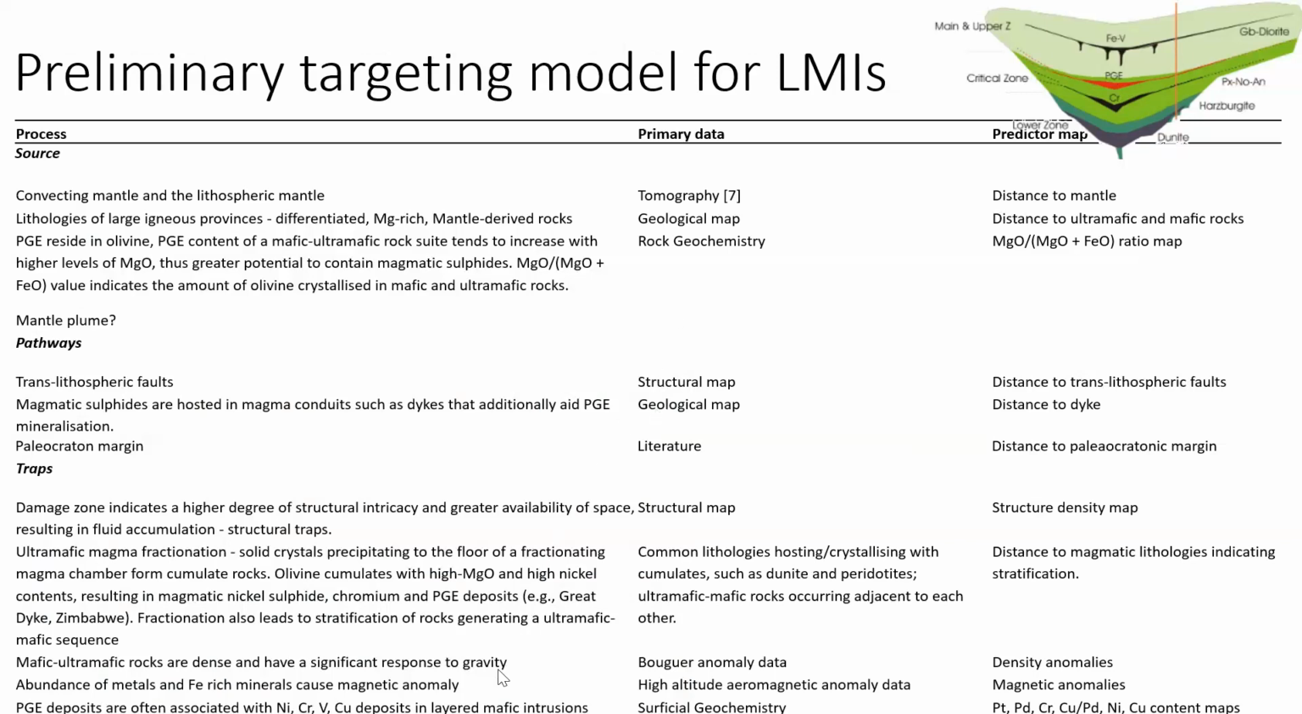And of course, since these are ultramafic rocks, they're very dense. They have a clear anomaly in gravity data sets, also in magnetics. So we have layers of gravity and magnetics. And the common enrichment in the layered mafic intrusion is nickel, chromium, vanadium, and PGEs. So we have geochemical layers representing each of those elements.